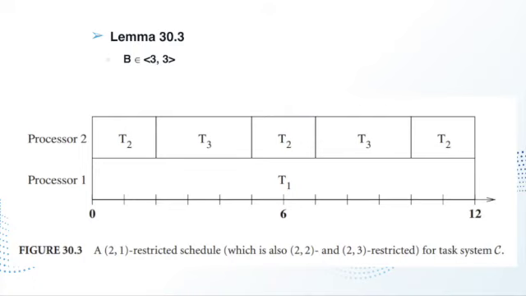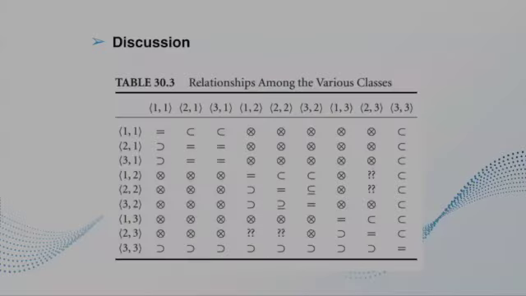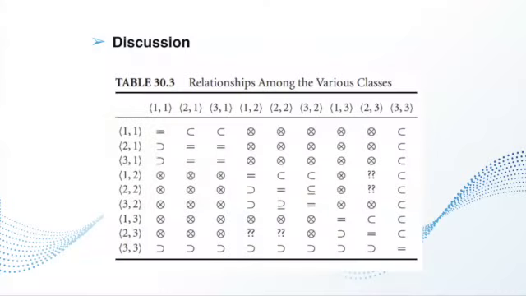A (2,1)-restricted schedule, which is also (2,2)- and (2,3)-restricted, exists for task system C. It is easy to see from table 30.3 that several of the scheduling classes are incomparable. As we can see, there are 2 relations that are still open. It is also not known at this time whether (2,2) is a proper subset of (3,2).